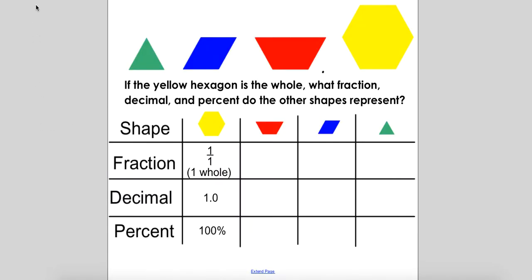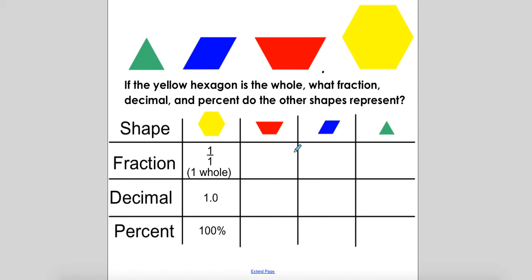Now, on your worksheet, you'll be seeing a couple of slides that look like this. And what they'll be asking you to do is to find various percents of certain shapes. Now, in the first example, they say that this yellow shape over here is 100%, and that fraction is 1 whole, and the decimal is 1.0. So you'll be analyzing the various shapes to say, okay, this red shape is this much percent, this is a decimal, this is a fraction.